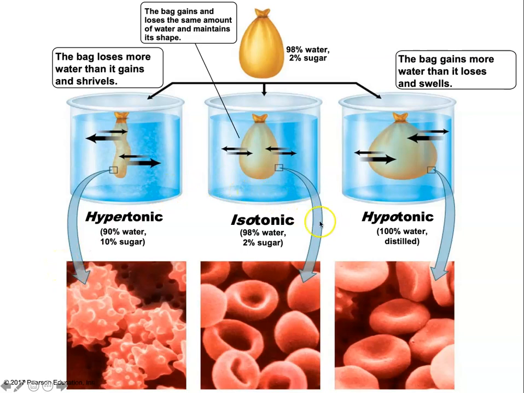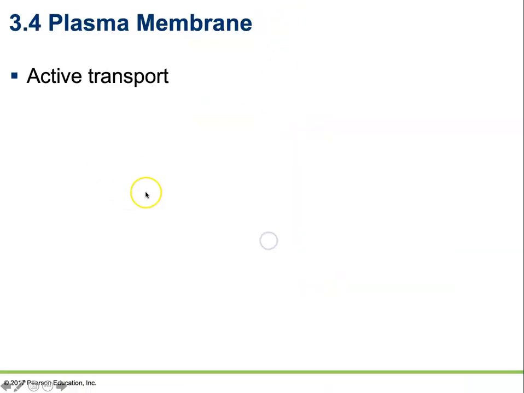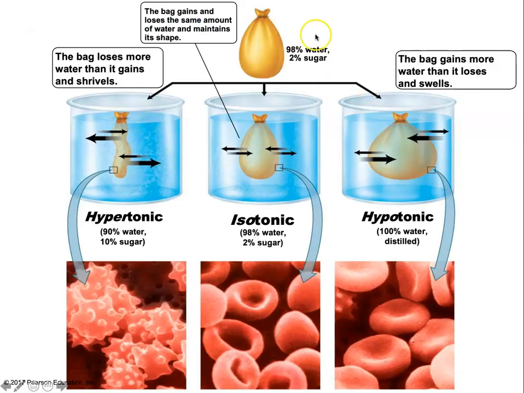In an isotonic solution, we're going to see an equal amount of water going in as going out, and in and out. We're in perfect equilibrium. So an isotonic solution is going to have the same concentration as the cell in our model.